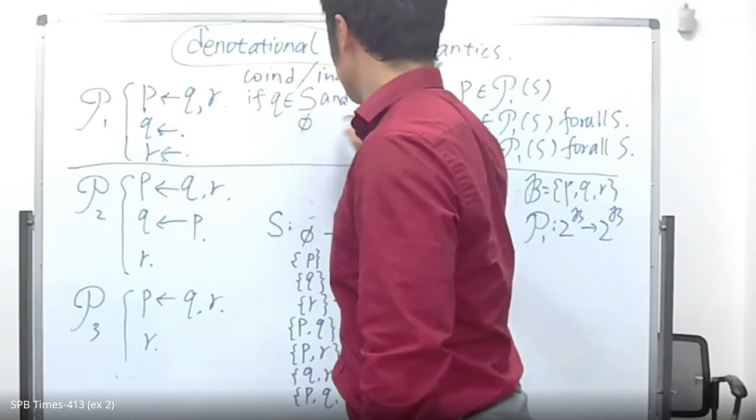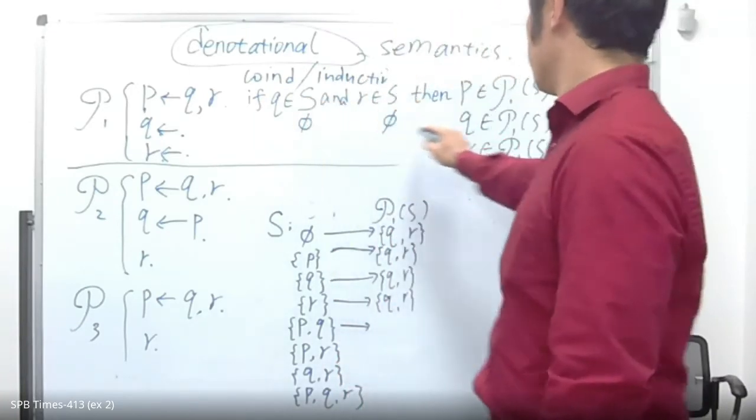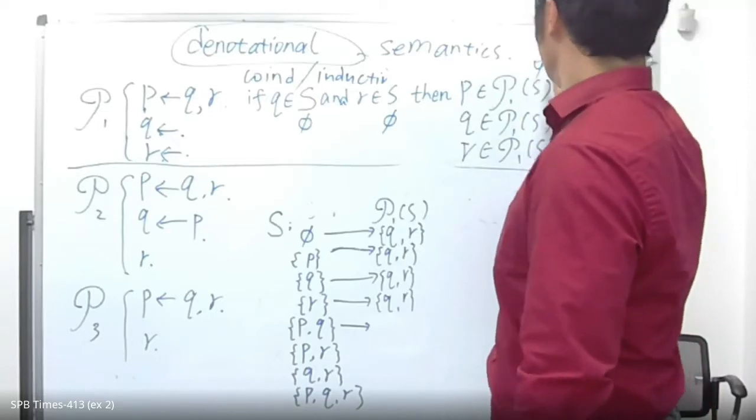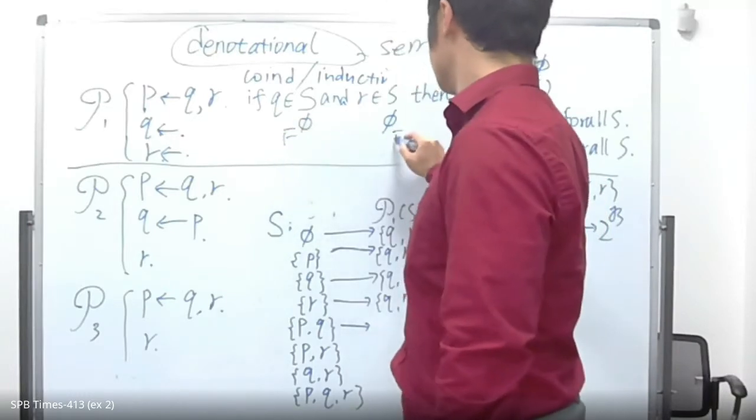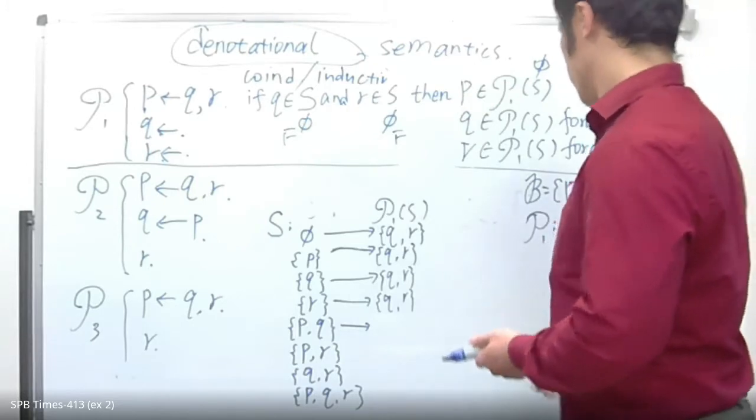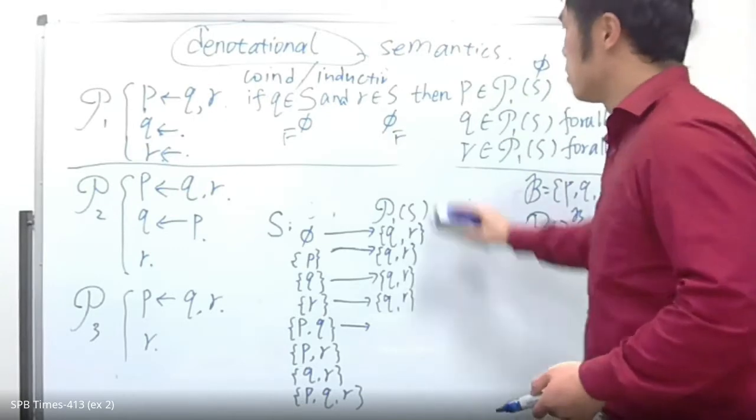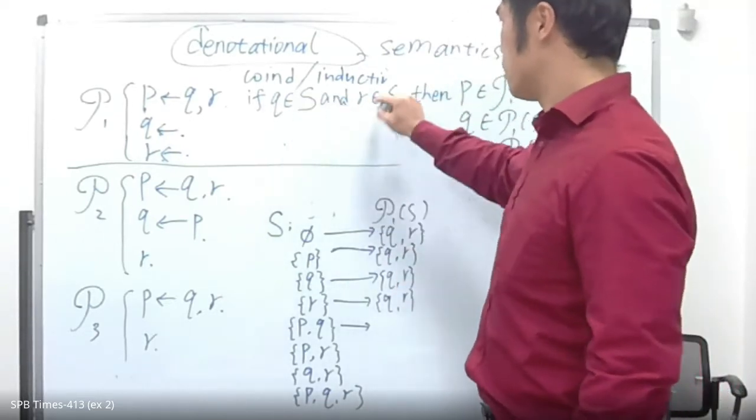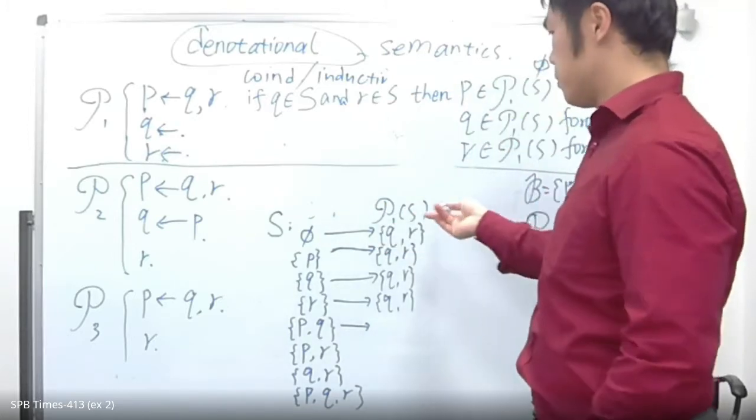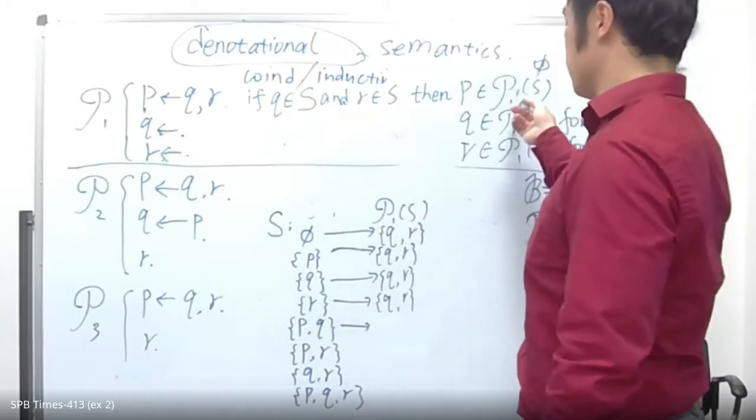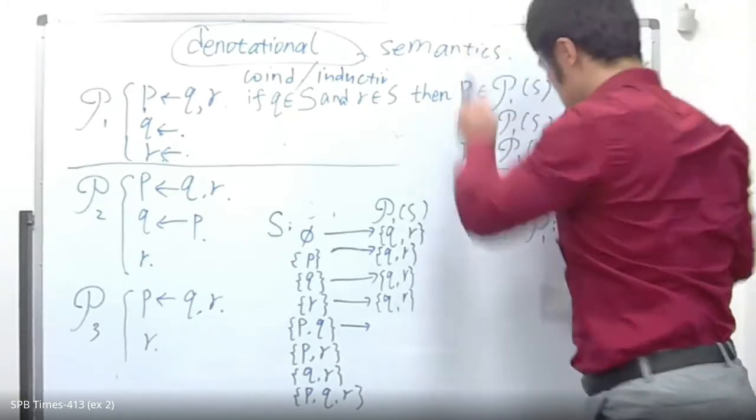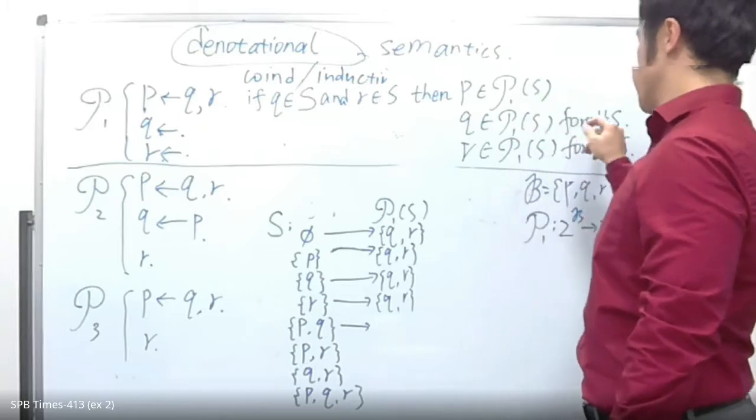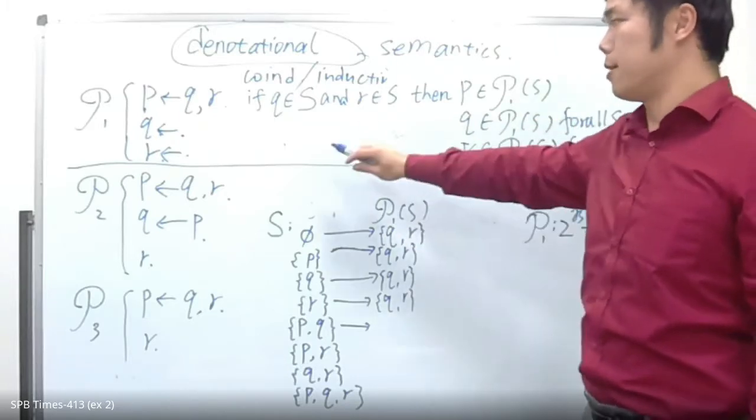If we replace this s by this empty set, this rule says if Q is in the empty set and R is in the empty set, then P is in P1 of the empty set. And this is false. Q is not in it, so the premise is false, and we cannot infer that P is in the result, because this rule says if Q is in this input and R is in this input set, we can infer that P is in the output. But because neither Q nor R is in the empty set, P is not in P1 of the empty set. However, the second rule says Q is always in the result of applying P1 to S for all S. Therefore, Q is in the result, and for the same reason, R is in the result.